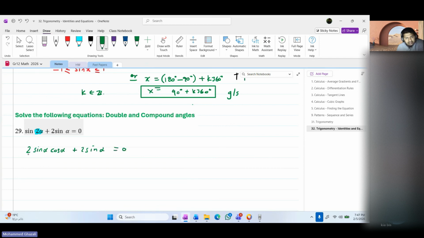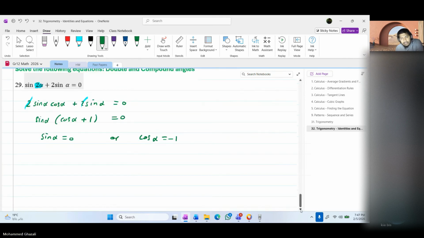You can take out 2 sine alpha as a common factor, or get rid of the 2 completely because you're dividing everything by 2. That's the reason why the 2 cancels out, because 0 divided by 2 is 0 as well. So now take sine alpha as a common factor. You're left with cos alpha plus 1. So sine alpha times cos alpha plus 1 is equal to 0. So you got sine alpha is equal to 0 or cos alpha is equal to -1. Now, when is sine 0? So cast diagram.